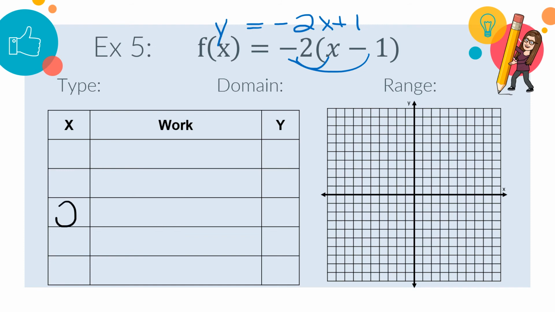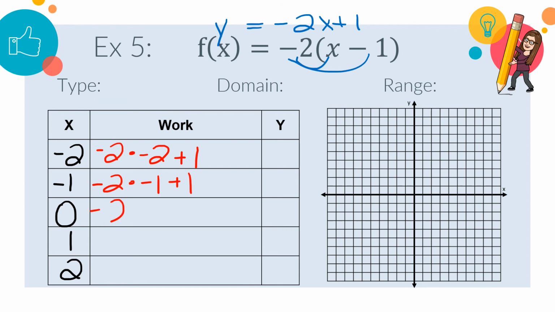Use or choose 5 x values. I'm going to multiply by 2. There's no fractions involved, so I'm going to keep the typical 5 points. And I'm going to plug in my x values. Now, I'm going to write this all in one shot. I'm going to go a little faster. Negative 2 times negative 2 plus 1. Negative 2 times negative 1 plus 1. So I'm taking a different approach than the previous slides. I'm filling in that x value right away.